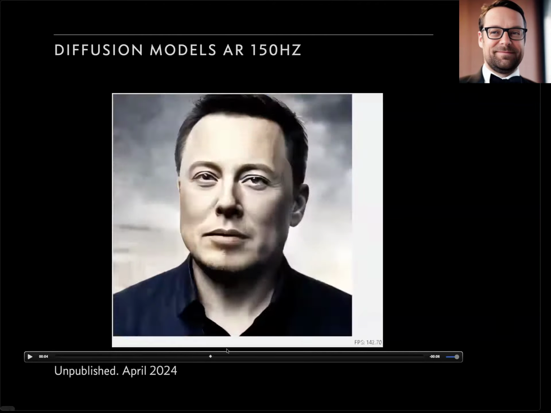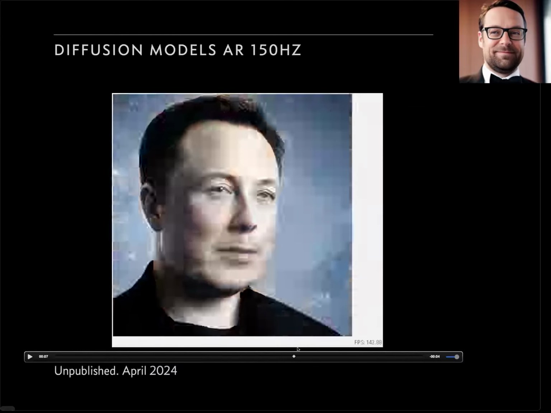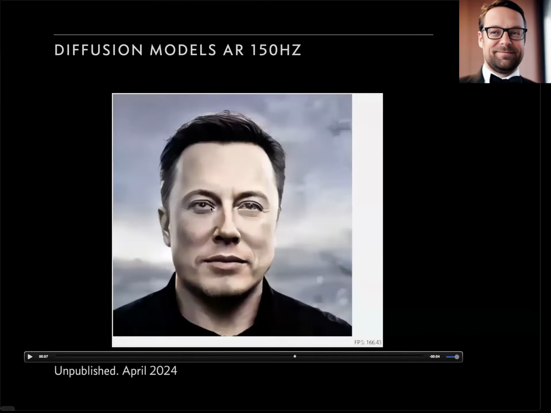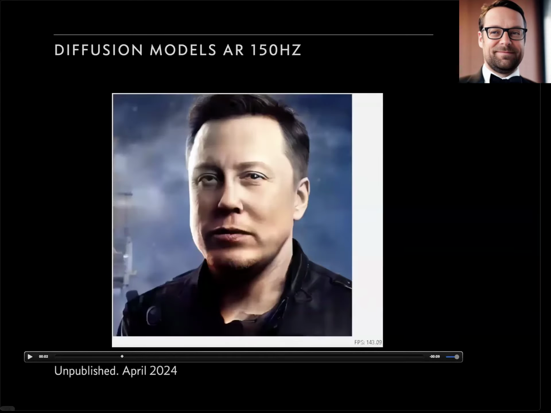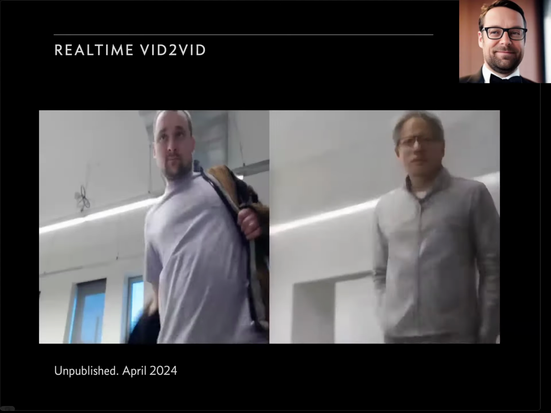And if I go to some random image, it clearly looks like Elon Musk. And okay, there are some problems with the eyes, and it's not very good, but well, it's possible to make things at 150 frames per second with diffusion models. And this is running on a desktop machine, so it's not an H100 or a data center GPU.